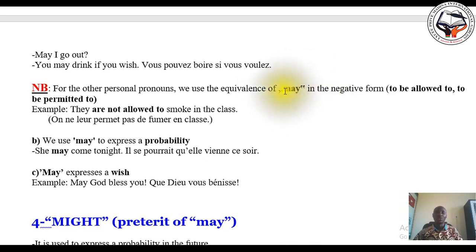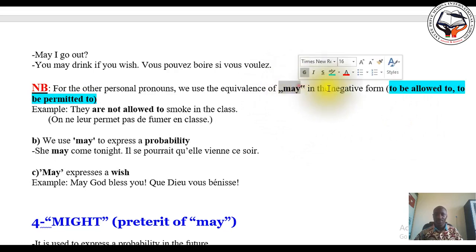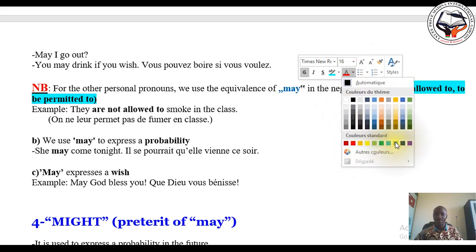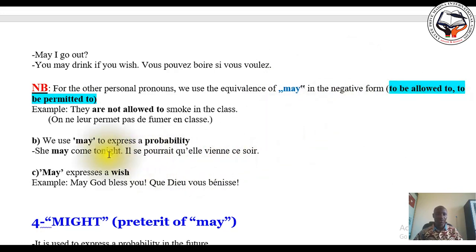You will ask me what is the equivalence of may in the negative form: to be allowed to. Here it is what we call the negative form of may. For the other personal pronouns, we use the equivalence of may in the negative form, to be allowed to, to be permitted to.